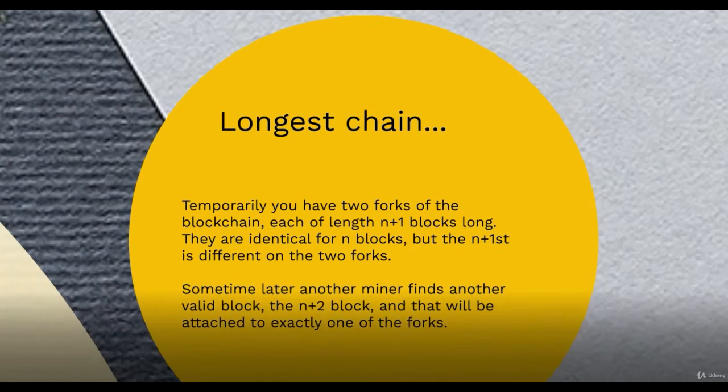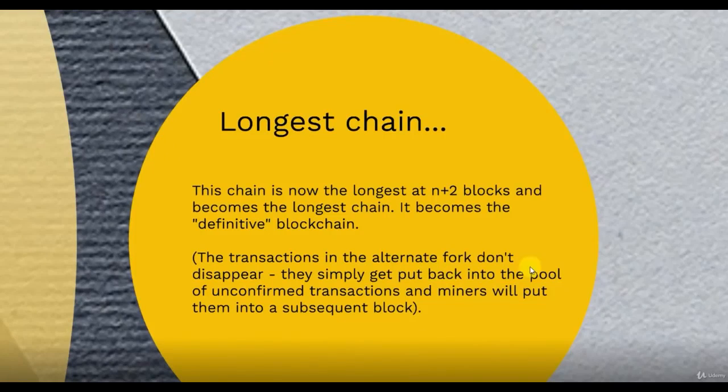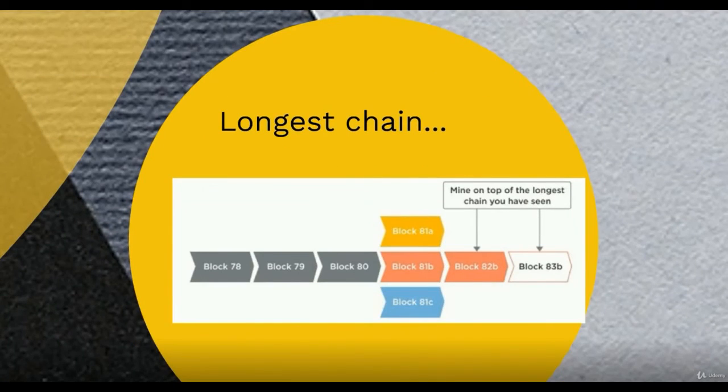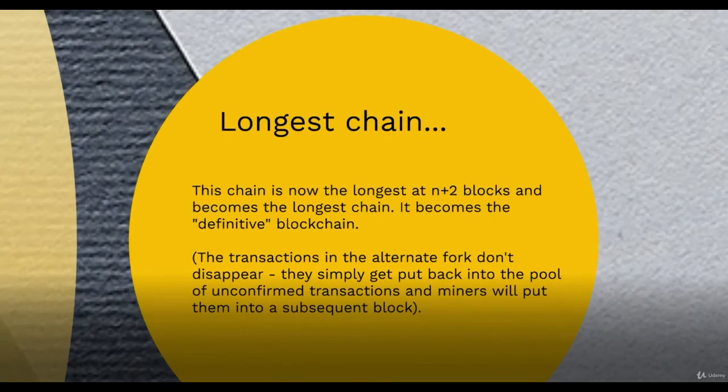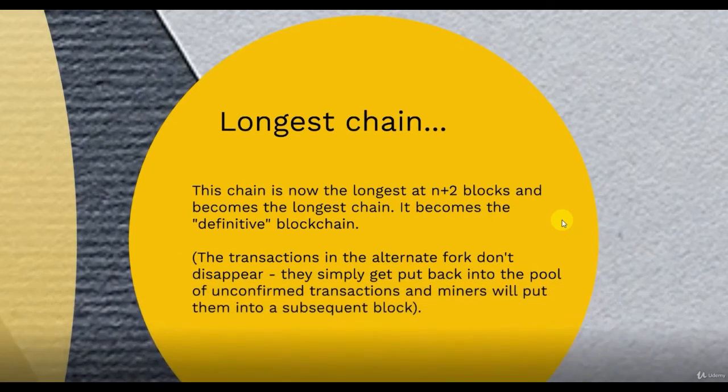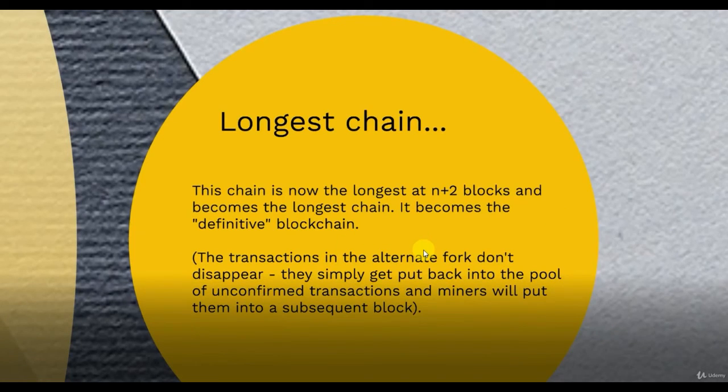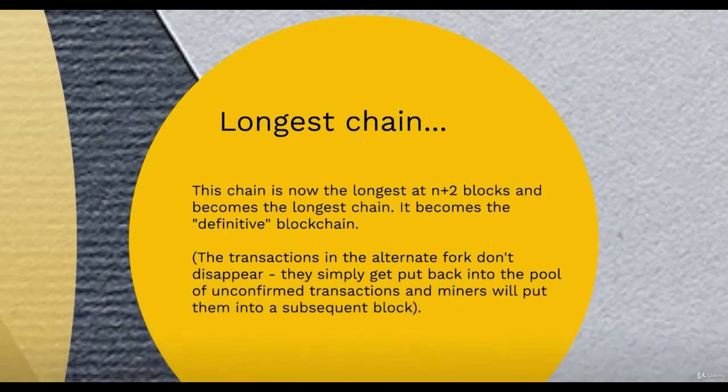And then he will try to add that block to one of the forks. So now what happened is that whichever block is being added will be added to one of the forks. Which means the alternate forks are not going to disappear, but will simply be put in the pool of unconfirmed transactions. So hope you got what it means.